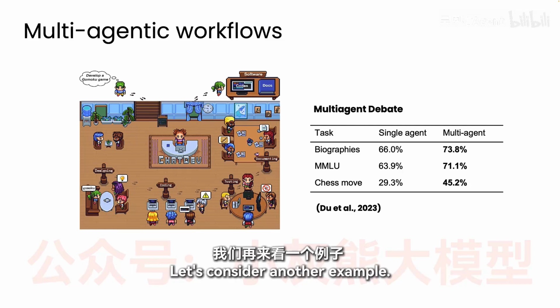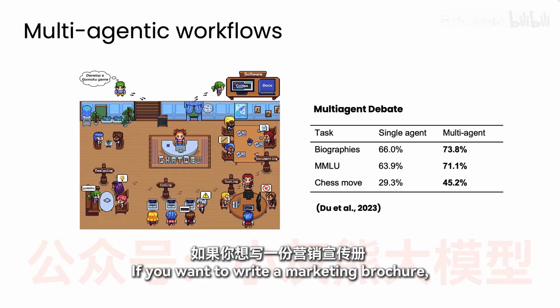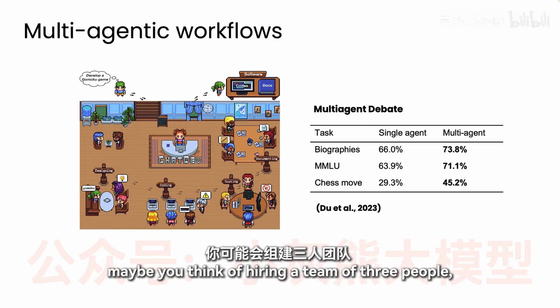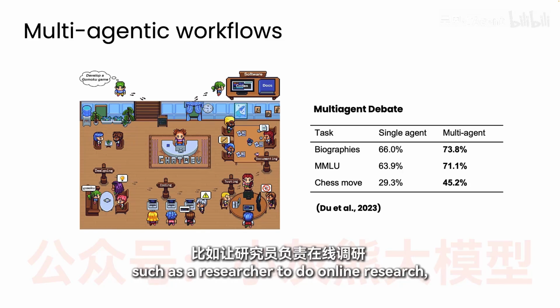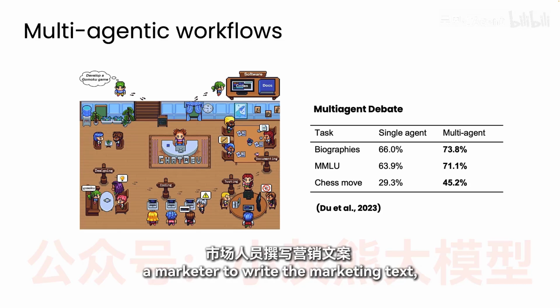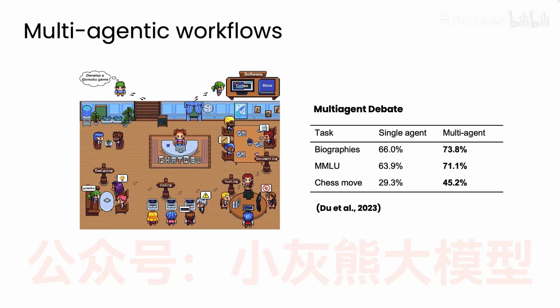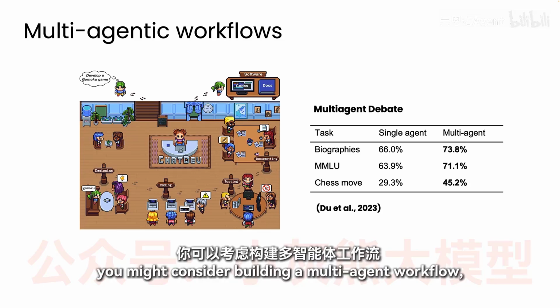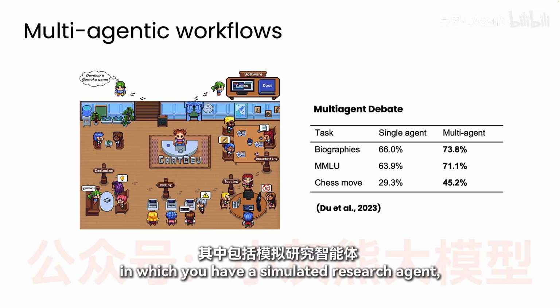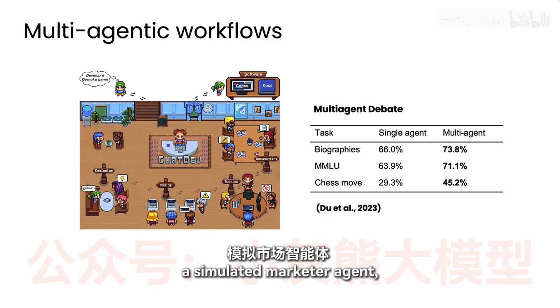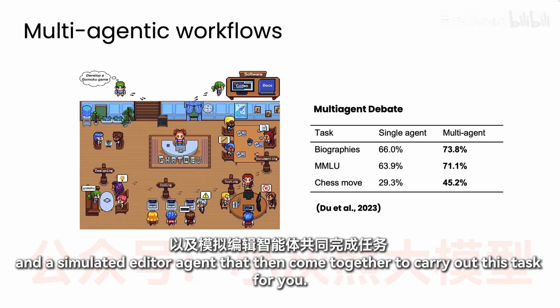Let's consider another example. If you want to write a marketing brochure, maybe you'd think of hiring a team of 3 people, such as a researcher to do online research, a marketer to write the marketing text, and then finally an editor to edit and polish the text. And so, in a similar way, you might consider building a multi-agent workflow in which you have a simulated research agent, a simulated marketer agent, and a simulated editor agent that then come together to carry out this task for you.